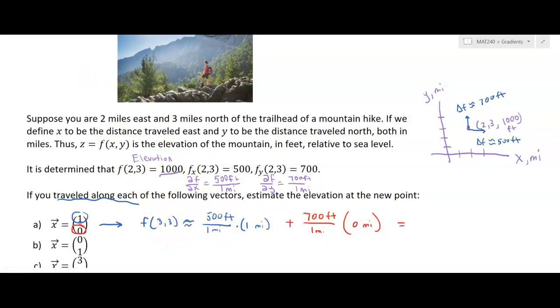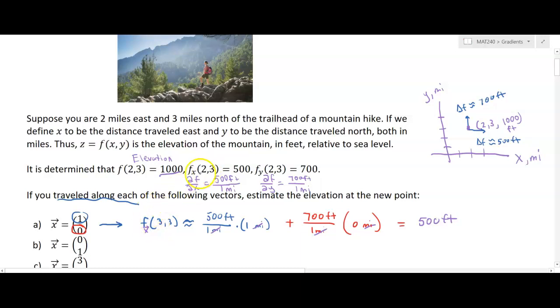We're going to see that this comes out to 500 feet. As you can see, the units, the miles, are all going to cancel, and it will just be left in total feet. And that's just the elevation change. So to indicate that this is an elevation change, but it's in the direction of this vector x, what I'm going to do is put a subscript of x with a little vector hat.